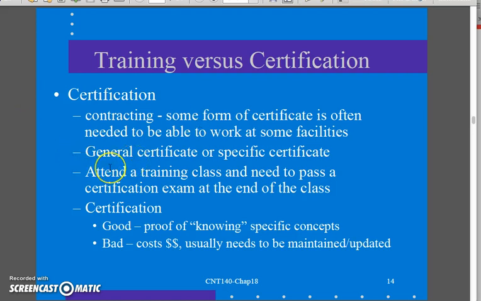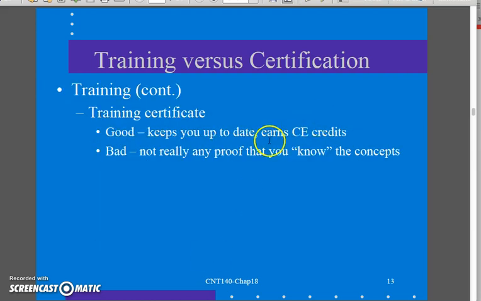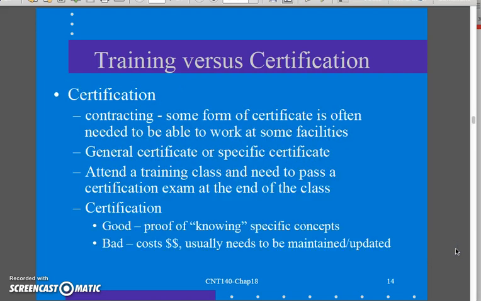So certification is just that. I'm attending some kind of class, and I need to pass a certification exam at the end, proving that I know some sort of bucket of data, a list of topics, if you will. So the good part is it is proof that I know some specific concepts. The bad part is these usually are pretty pricey, and these usually do need to be maintained and updated. And that's where the training comes in. I can usually get continuing education credits to keep my certification valid or up to date. So there, real quickly, is just kind of the reminder of training and certification.